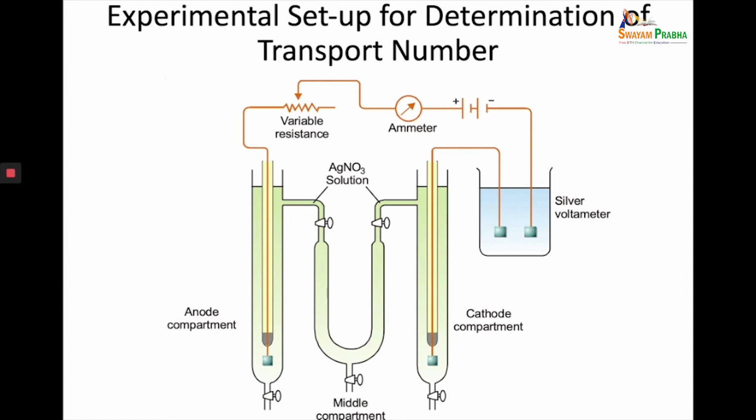You can use a silver coulometer or you can use a copper coulometer. Hittorf's method is subject to many practical difficulties. If you pass the current for a very long amount of time, then convection takes place. The heating effects are unevenly spread out. Because of that convection, concentration changes take place.